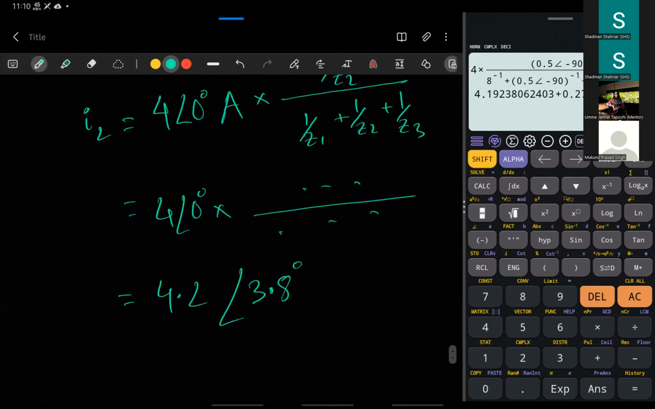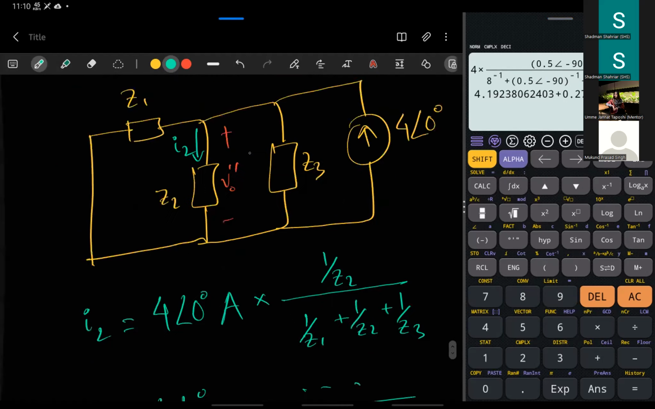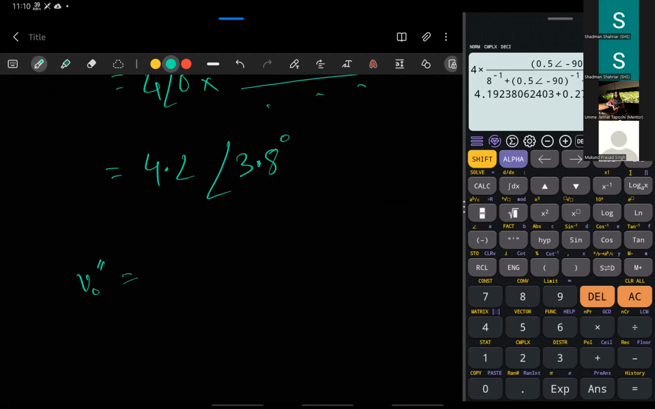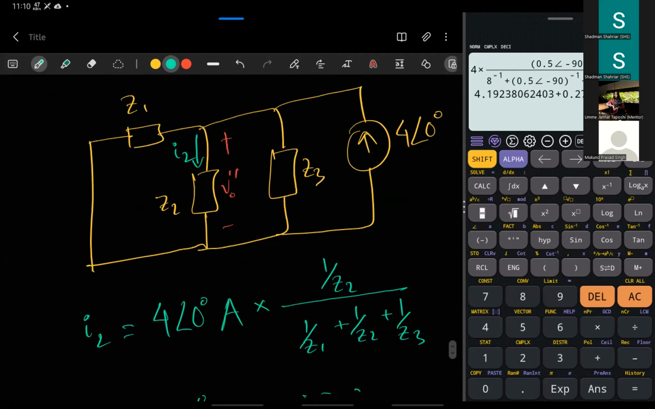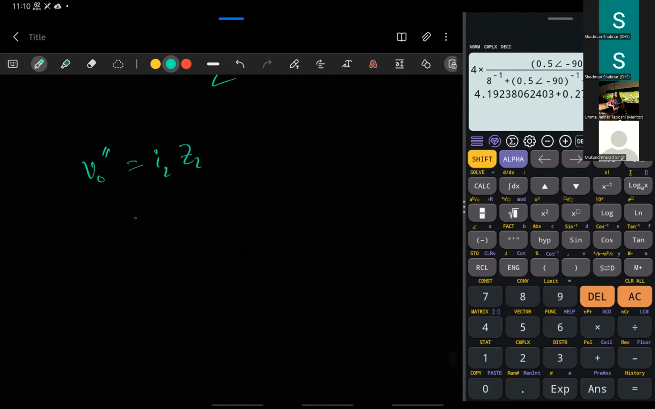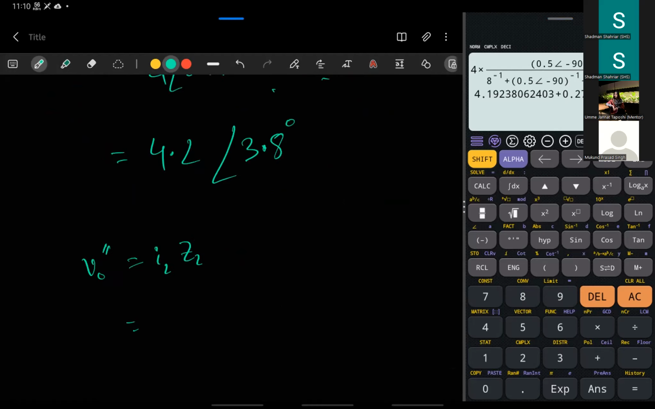Now, if you're trying to find the V out prime, basically multiply that current by the Z, right? I2 times Z2, and we already know the value of Z2. All we need to find is the value of V out by multiplying it by Z2. And the value of Z2 is again 0.5 angle minus 90 degree.